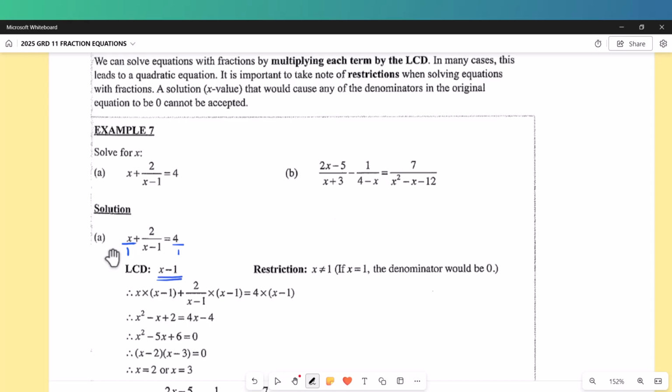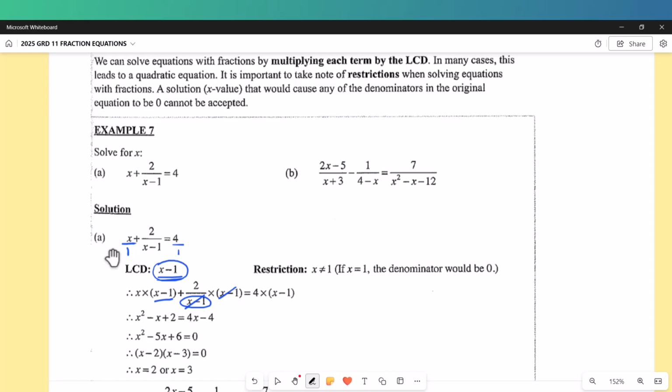After getting our LCD, what's our restriction going to be here? We have x cannot be equal to 1, because when x equals 1, you're going to have 0 in the denominator. So after getting our LCD, you multiply it by each term in the equation, okay? So we are going to say x times x minus 1, then plus 2 over x minus 1 times x minus 1 equals 4 times x minus 1, whereby this x minus 1 is going to cancel with this x minus 1, okay? So I'm left with x into x minus 1 plus 2 equals 4 into x minus 1.